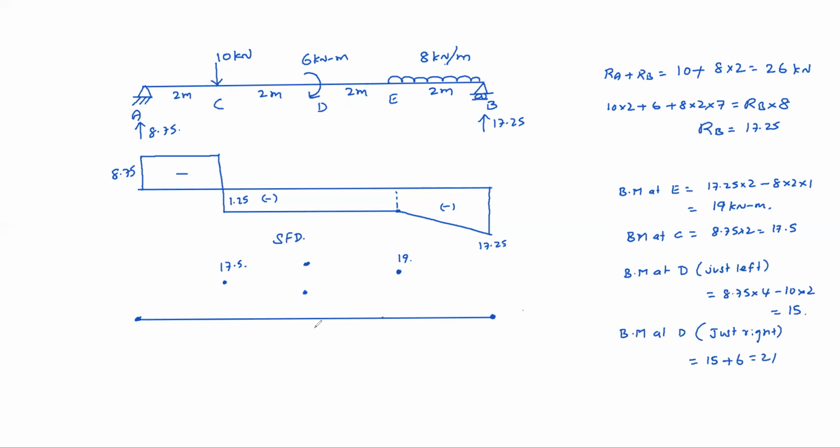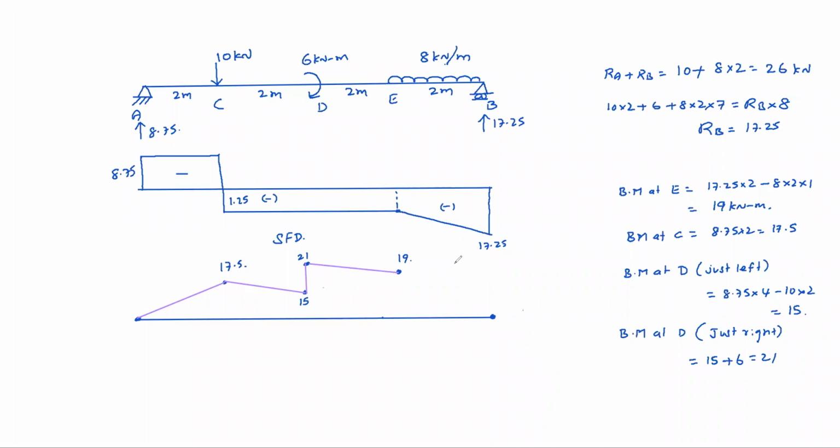So if you join all these points, you'll get it like this. See here, straight line variation in the AC region. CD region also straight line variation. And here, a jump. Then straight line variation between. We need to mark points here, that is 15 here, 21 here. Then here, the variation is of course second degree.